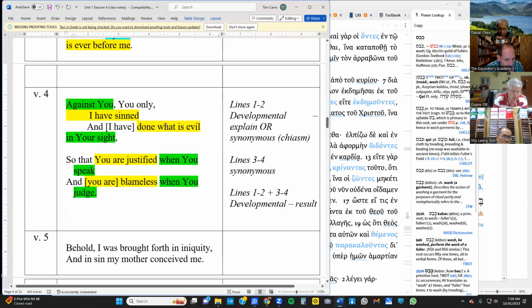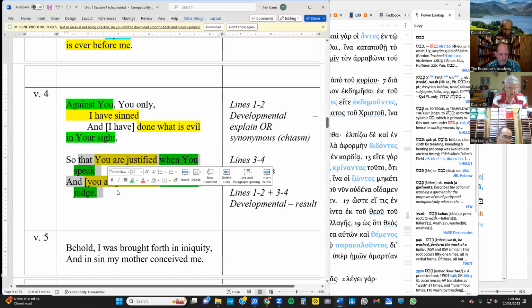Now what we can do then is, okay, so we have identified the couplets here. There's two couplets in verse 4. And we've noticed that both are synonymous. Lines 1 and 2 are synonymous. Lines 3 and 4 are synonymous. And then I like to consider now, is there any sort of connection between these 4 lines? And I think there is.